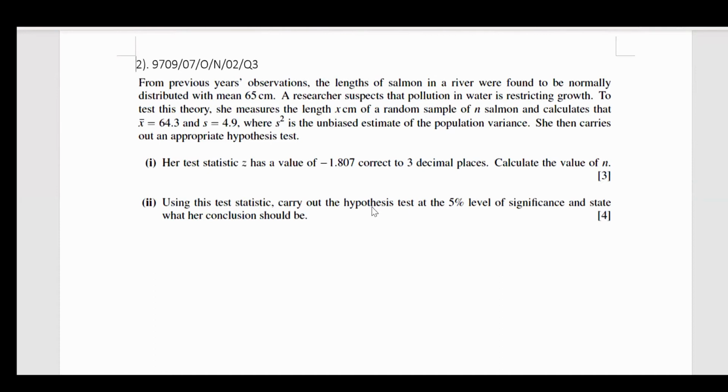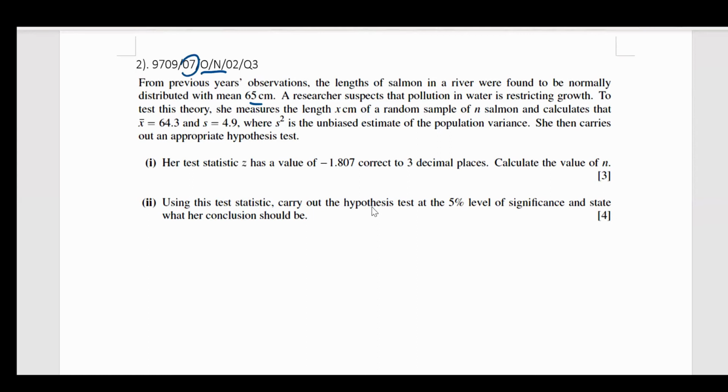Okay, this is the question from November 2002, and it was called paper 7. From previous years' observations, the length of salmon in the river were found to be normally distributed with mean 65 cm. A researcher suspects that pollution in water is restricting growth.